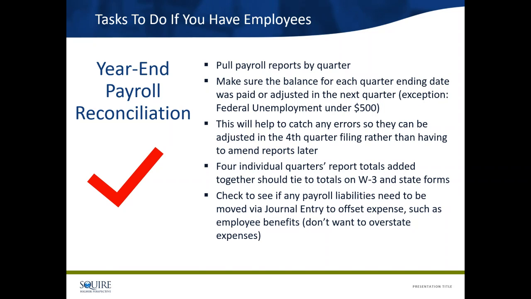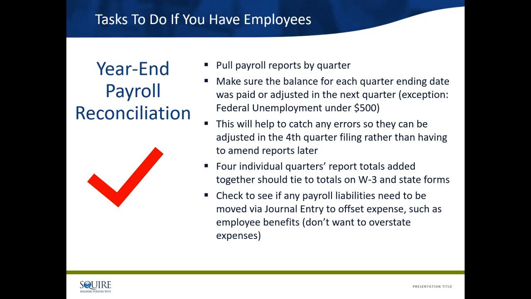that the balance on each quarter is equal to the amount that was either paid or adjusted in the next quarter. So the exception is federal unemployment. You don't have to pay that until it reaches $500 or the end of the year. So first quarter, maybe you only racked up unemployment of $84 because you only had 2 employees. Well, you're going to keep that $84 balance probably until sometime in January when you make that payment.